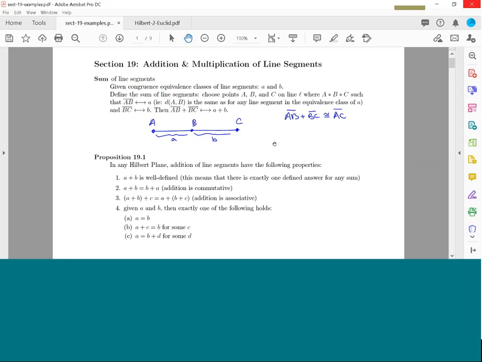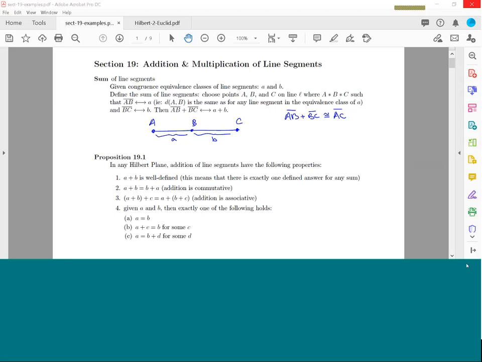Now, once you have your definition of your line segments relating to a congruence class, then we come down and look at the first of two propositions that we have in section 9. It says, suppose you're in some Hilbert plane. Then when you're adding line segments, you have the following four properties. The first one says you take the length of any two line segments, and that sum is always well-defined. Well-defined is just a math term for saying you get exactly one answer. You don't have any sort of question mark on what is the answer in this situation.